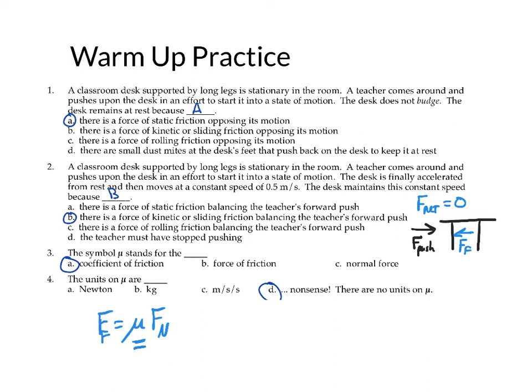And the units, well, we don't have units because when we solve for the coefficient of friction, we're going to be taking the friction force and dividing by the normal force. These are both in newtons. And when you take a newton divided by a newton, those cancel out, so you're left with no units at all. All right.